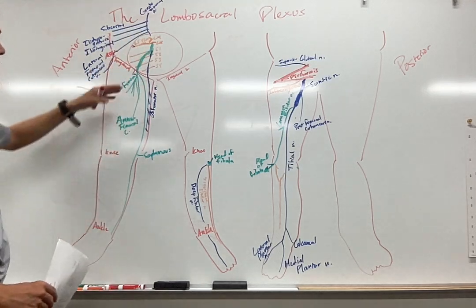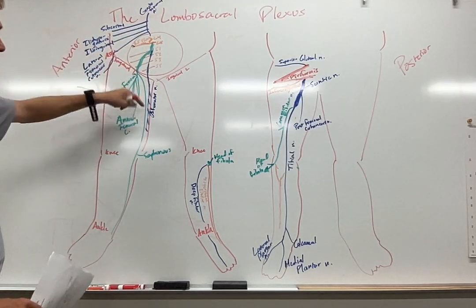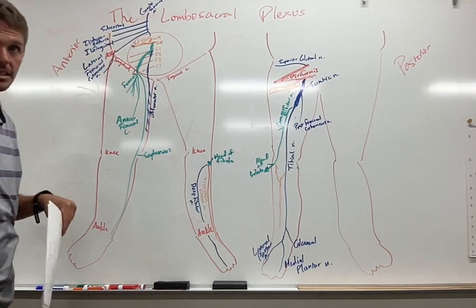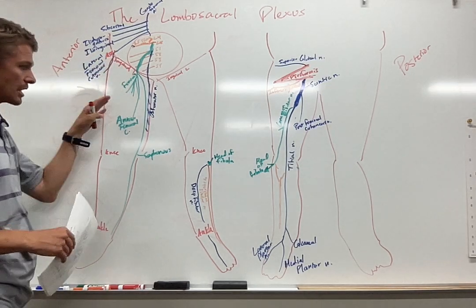Okay, so that's a few of the pathways here of these anterior view nerves. Saphenous coming down. We have femoral. I mentioned obturator. Femoral is going to innervate the anterior component of the thigh.